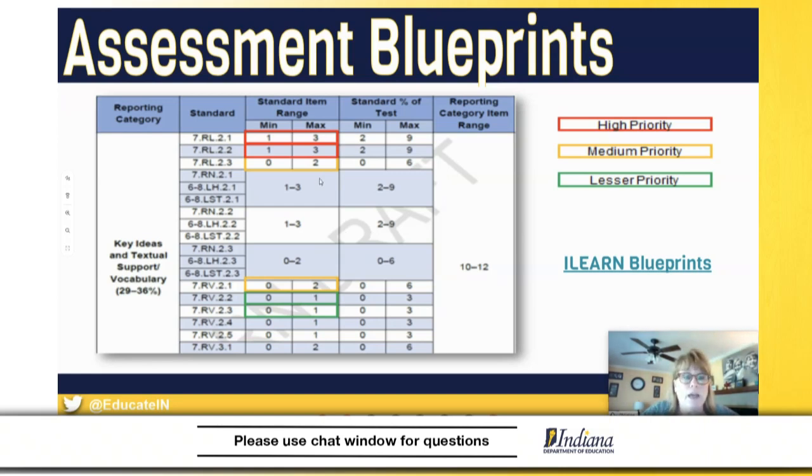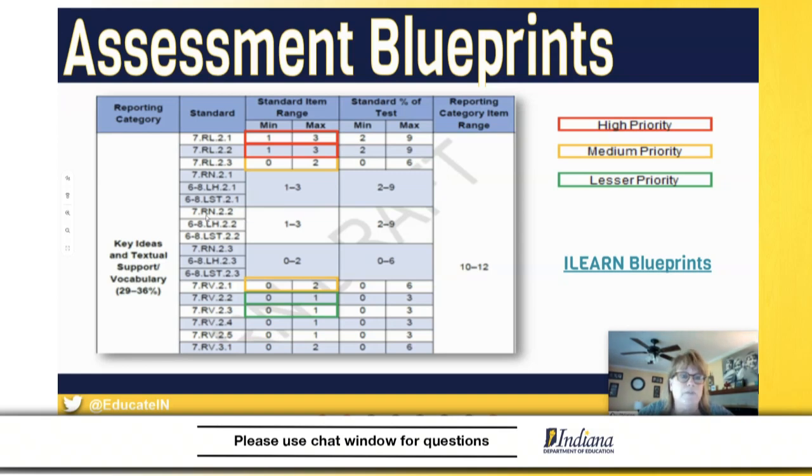You'll notice on here we left off some of the coding. So this group of standards right here are kind of blocked together. They are considered a high priority, and that's the 7.RN.2.1 and the 6 through 8 LH 2.1 and LST. Don't feel badly if you're thinking, what in the world are these codes? Because I have never taught above 5th grade, so I didn't know. The LH stands for literacy and history, and the LST is literacy in science and technology. So they coupled those together because those would lend themselves nicely when you're teaching some nonfiction strategies. You could bring in some historical documents and use some technology along with it.